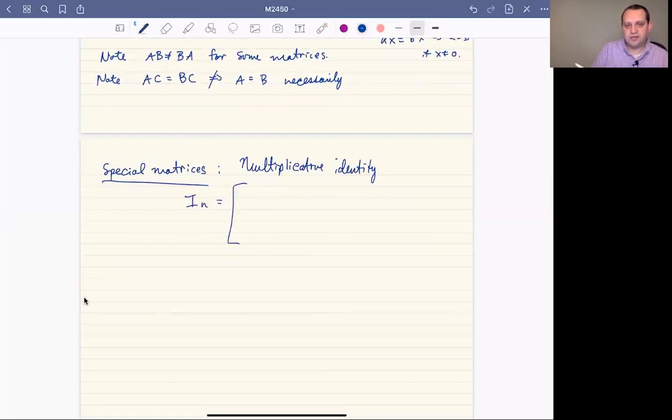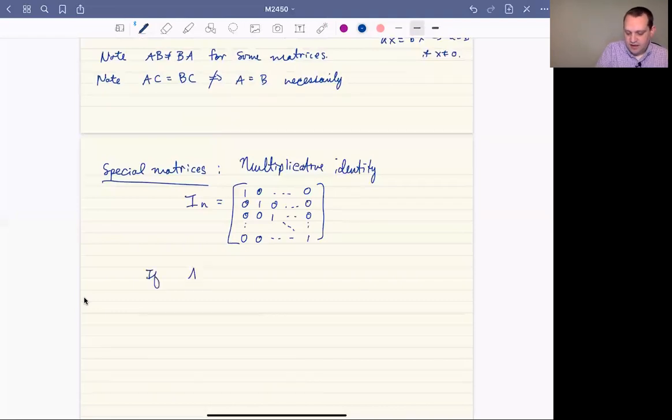This is going to be a square, meaning an n by n matrix, same number of rows and columns. And the way that this matrix works is that you have a 1 along the main diagonal. I need to do this backwards because you're looking at it backwards, but it's 1 along the main diagonal and zeros everywhere else. Okay, so that's the multiplicative identity.